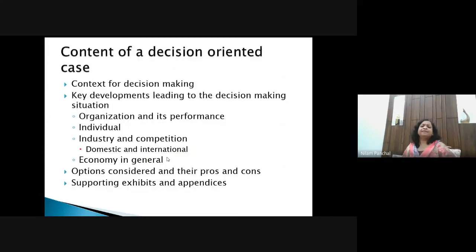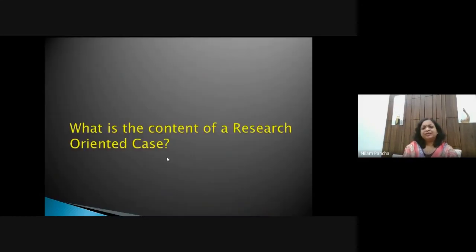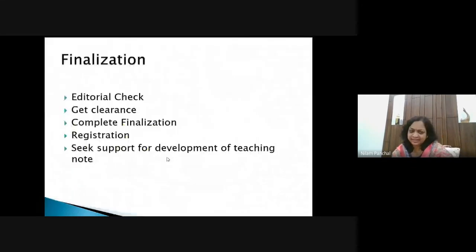So the content of a decision-oriented case includes the context of decision making: the key developments leading to the decision-making situation, the organization and its performance, the individual, industry and competition. Then the options considered and their pros and cons, and the supporting exhibits and appendixes. So the content should be very, very important. So what is the content of a research-oriented case?